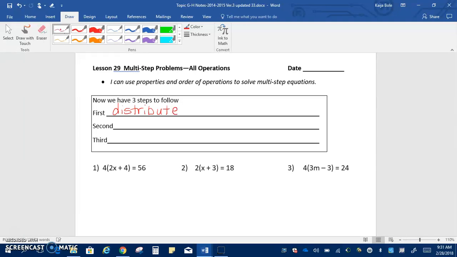Alright, then second we undo addition and subtraction. And then our last step is going to be undo multiplication and division.